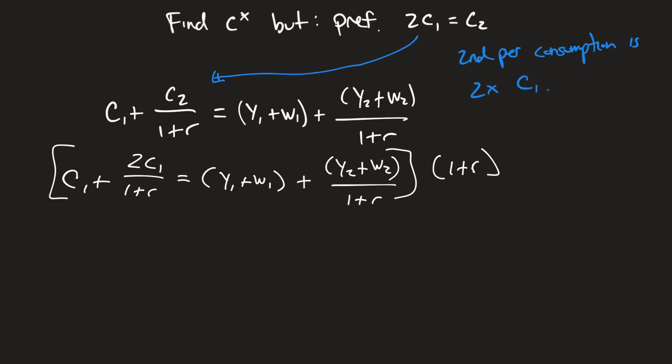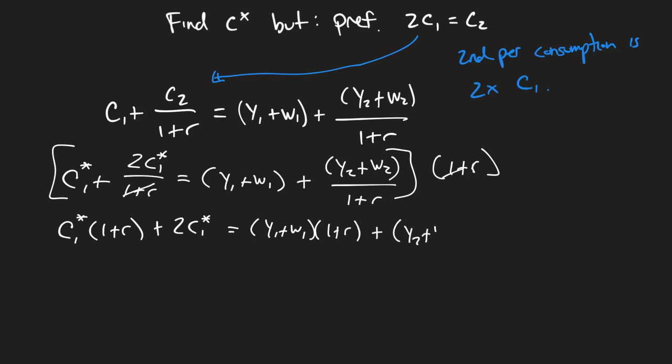So our first term multiplied by 1 plus R, we're going to get C1. And we can put stars on it now, right? We can put stars on these because we have combined both our constraint and our preferences. So C1 star times 1 plus R plus 2C1 star, because that's going to cancel out, equals Y1 plus W1 times 1 plus R plus Y2 plus W2, because again, that's what we're trying to do. We're trying to get rid of these denominators.